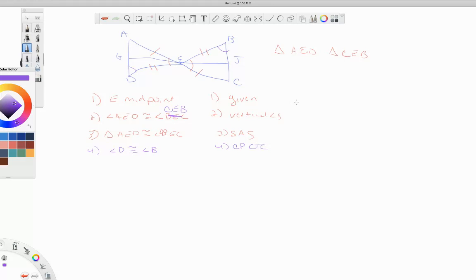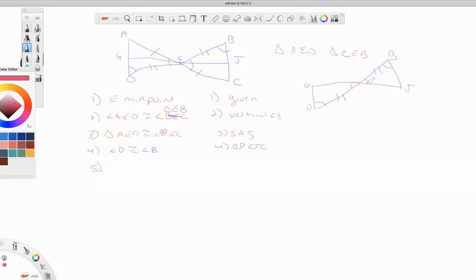So if I look at these two triangles here, and I know it's kind of hard to see, but basically I took these two triangles out of the big picture. And we already said that this is congruent to this. And we said that this is congruent to this. What else do we know? Well, we know that this angle is congruent to this angle because they're vertical angles.